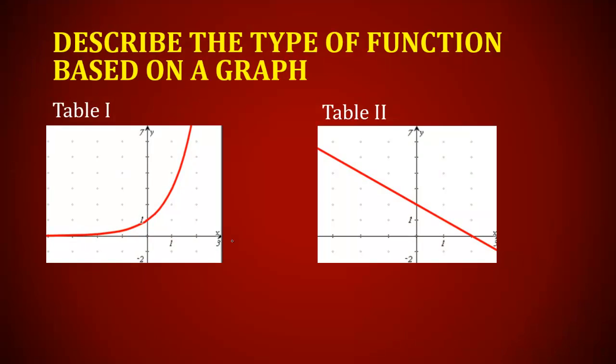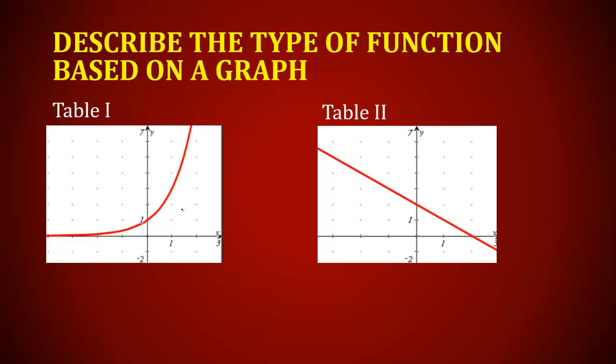And then last but not least, I'm really not going to waste a whole lot of time on this because you've seen this 3 or 4 times already. So describe the function based on the type of graph. In other words, what I'm asking is, what type of function is this? Is it linear? Is it exponential? Is it quadratic? Is it exponential growth or decay? Is it linear increasing or decreasing? Is it quadratic with a minimum or maximum?